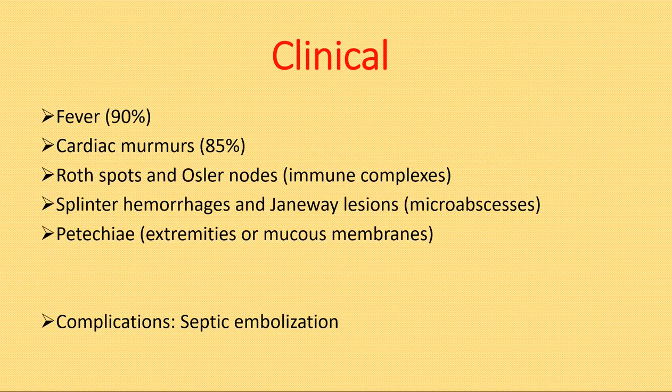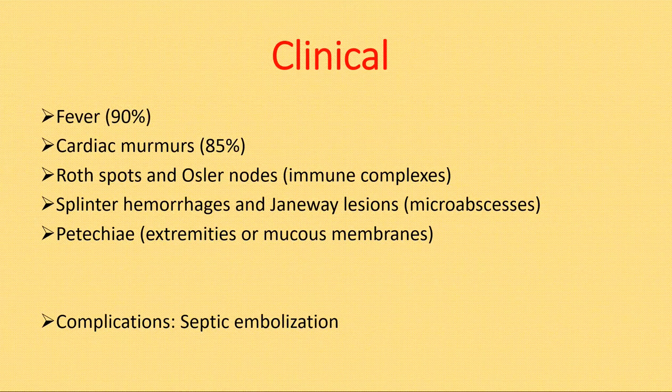What is the clinical scenario of the patient who has infective endocarditis? The patients are going to have fever in 90% of the cases. Fever associated with chills, arthralgia, malaise, all of that you can add. Also, the patient is going to have a new cardiac murmur. It's not enough that the patient already has a murmur and has an increase of that murmur. It has to be a new cardiac murmur.